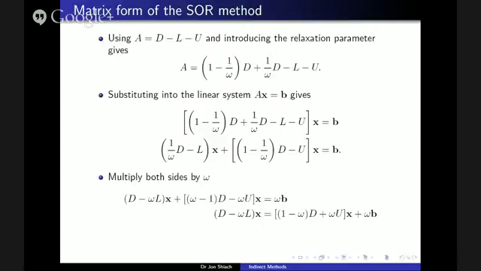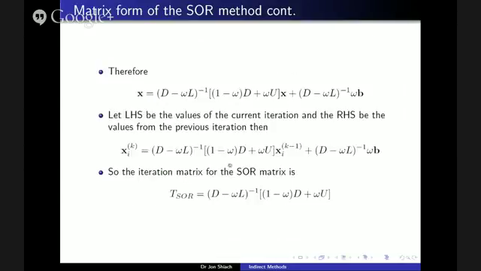Okay, substitute into the linear system. So you have AX equals B, and instead of A, you have this expression. Doing a bit of jiggery-pokery: remember, your diagonal elements and the lower triangular elements can be applied to your current values of X, while your upper elements can only apply to the previous ones. Multiply both sides by omega to get rid of all the fractions. Take this second term over to the right-hand side, and then multiply by the inverse of D minus omega times L. So this is what we have.